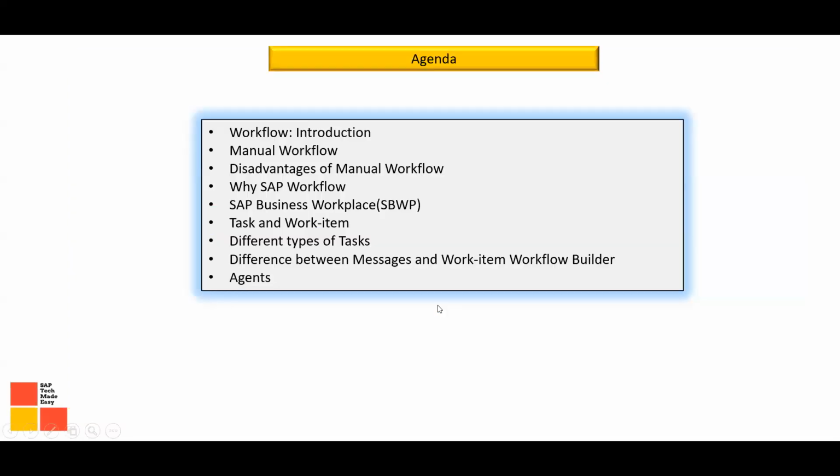In this part 1, we are going to see what is workflow, what is manual workflow, what are the disadvantages of the manual workflow, why SAP workflow. We will see what is SAP business workflows, what is the transaction for that, what is the task and work item. Then we will see different types of tasks and the difference between messages and work items. And also we'll see what is the workflow builder. And then we are going to see about the agents. So let's go and start.